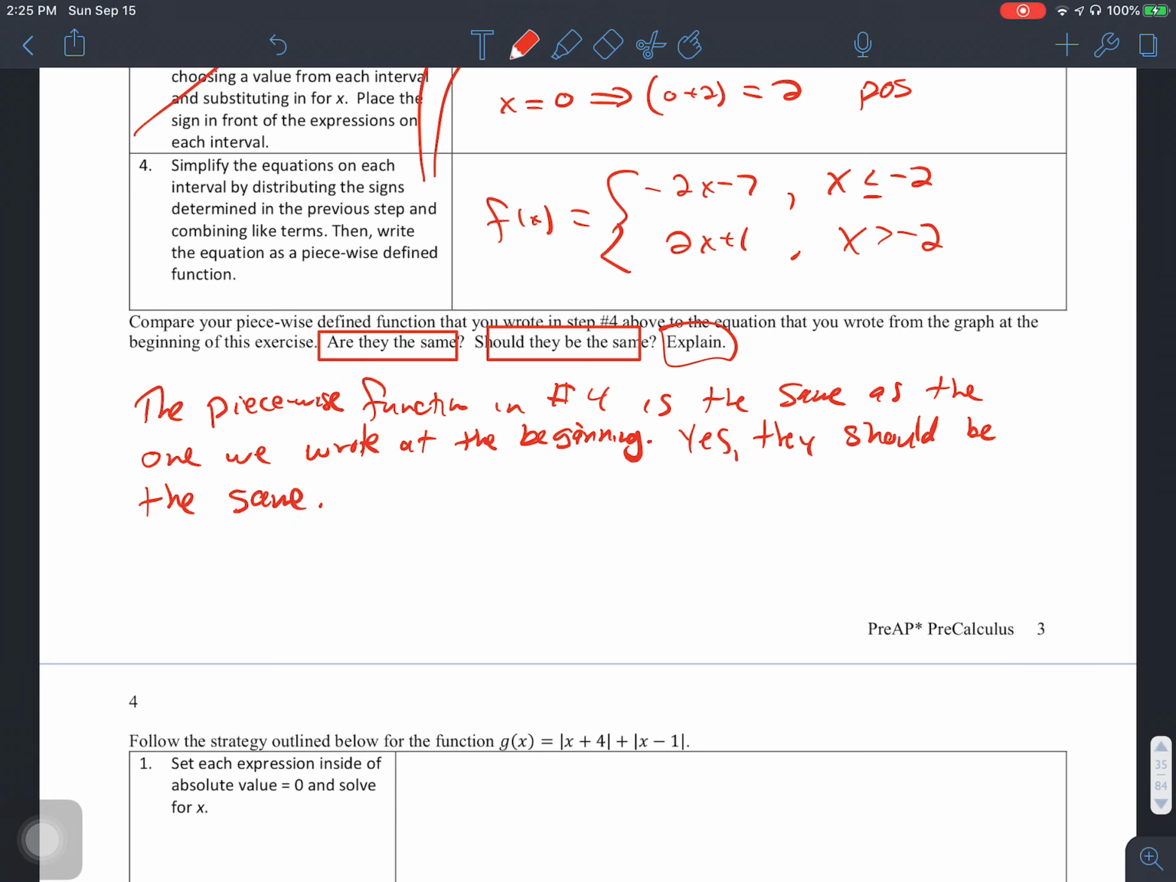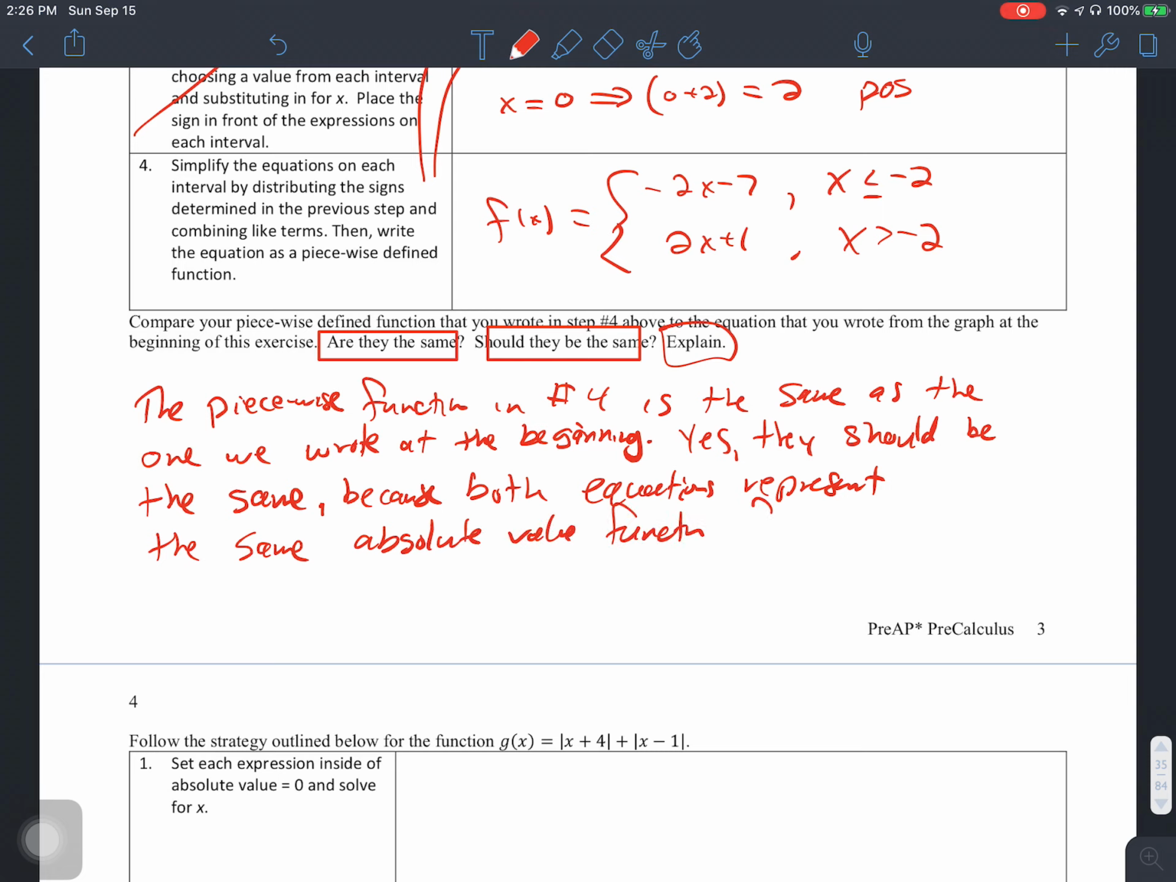Why should they be the same? Well, because both equations represent the same absolute value function f of x. I mean, it's kind of a silly question, but we're answering it. Because both equations represent the same absolute value function f of x. Done.